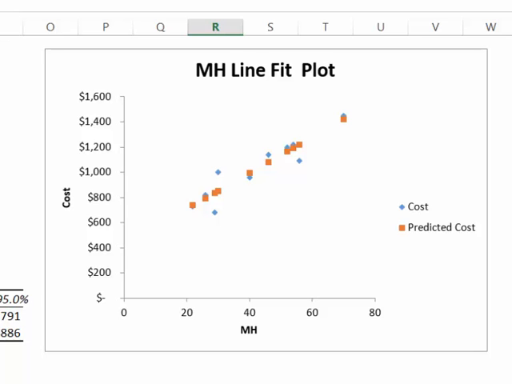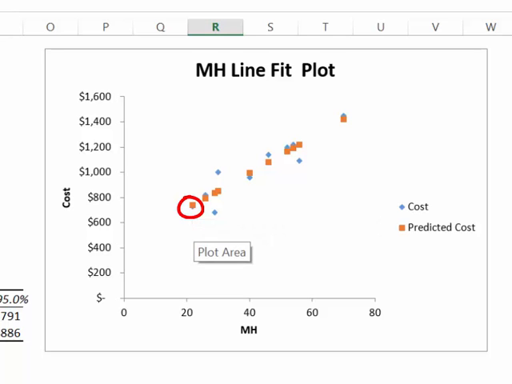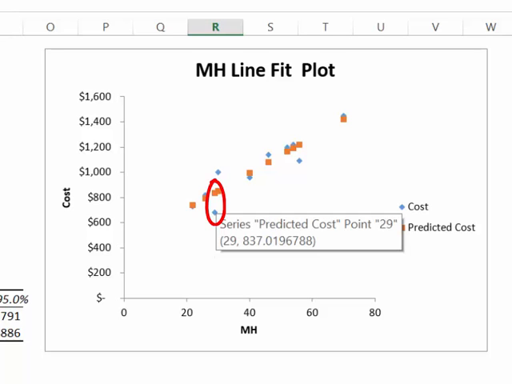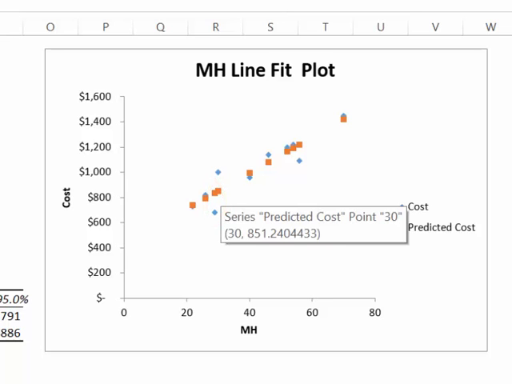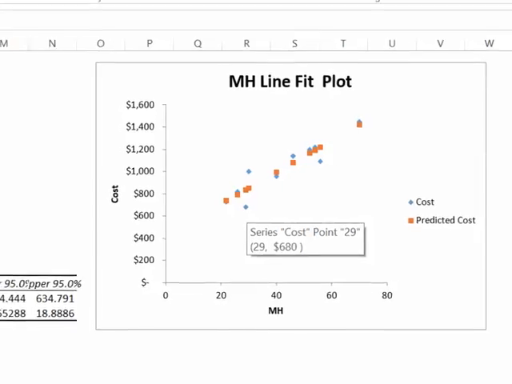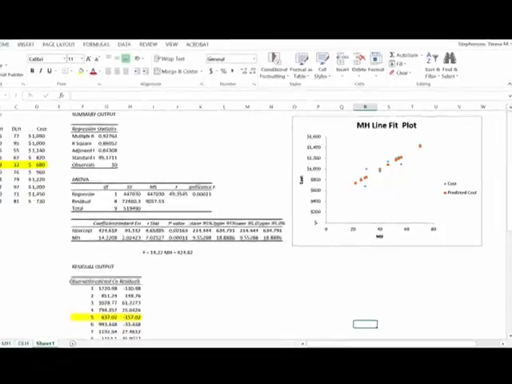So we can go up to this one, for example. This is 22,737. That's the one that we just looked at that is only about $7 off. And you can see that the orange dot and the blue dot are very close to each other. We can look at one that's further away here. Let's look at this one. So the predicted cost is $837 and the actual cost was $680. So this one is pretty far away. So something happened that week that kept it from being right on that plot. But this gives you an idea of the goodness of fit as well.